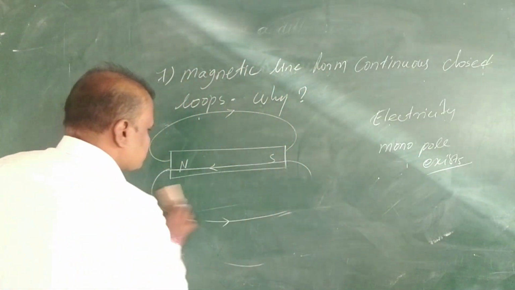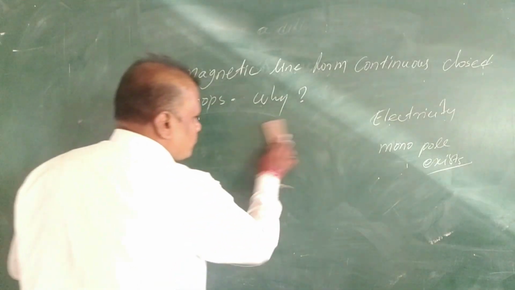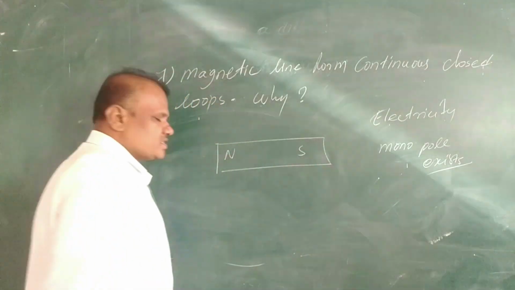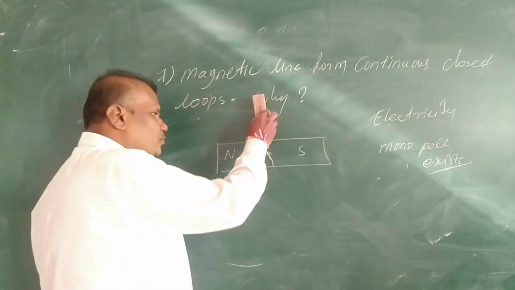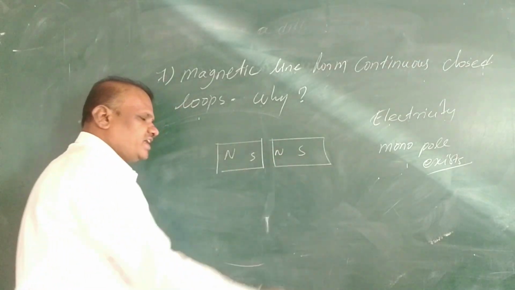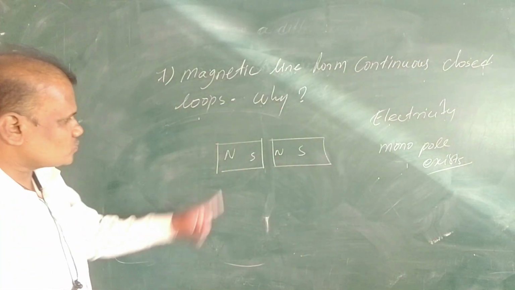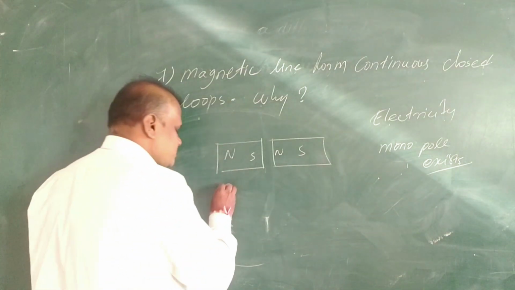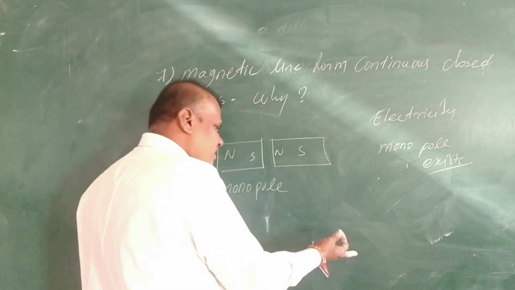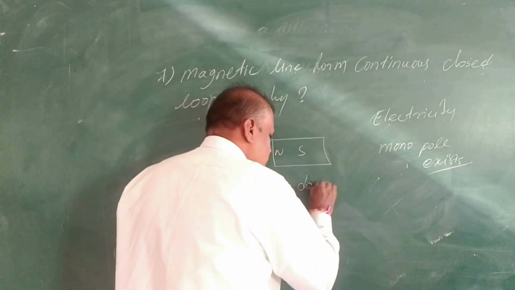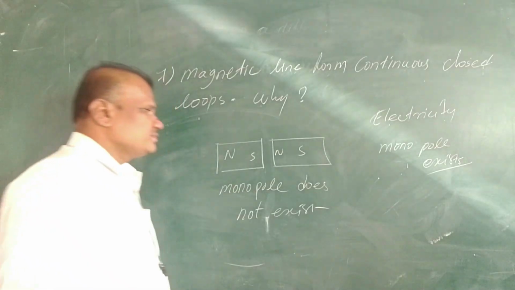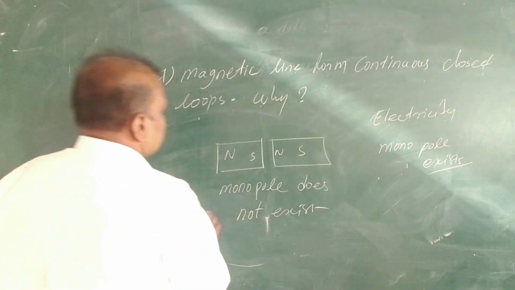But in case of a magnet, a monopole does not exist. This is a magnet, with a north pole and a south pole. Suppose I want to get a separate north pole: if I cut the magnet, every piece automatically acts as a magnet, so again it has two poles. So the reason is that in magnetism, getting a separate north pole or a separate south pole does not exist, since monopoles do not exist. So this is the reason. This is question number 7.